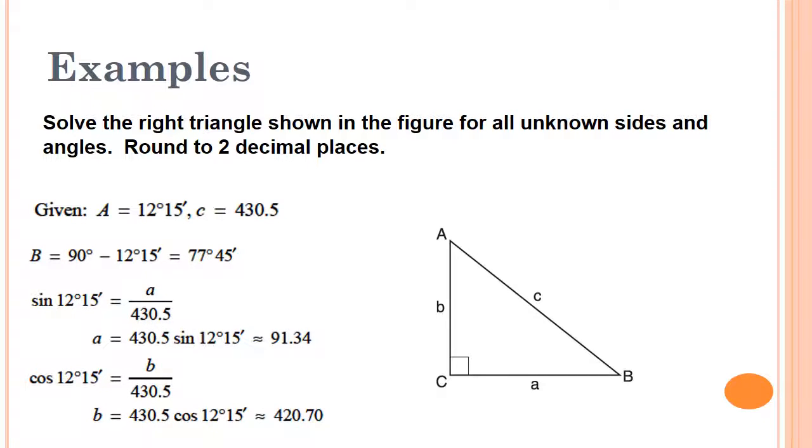By subtraction, and you can do that on your calculator as well, we find that B is 77 degrees 45 minutes. Then we used the sine to find side a, and we used the cosine to find side b. Using the sine and then the cosine rather than the Pythagorean theorem gives us a more accurate answer.